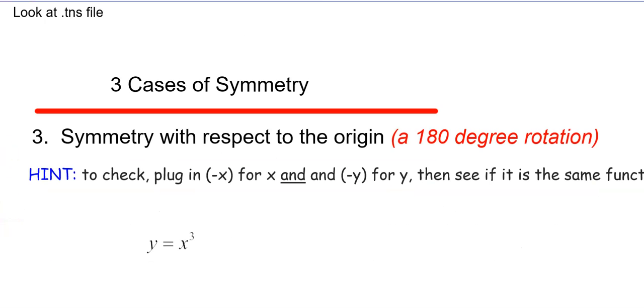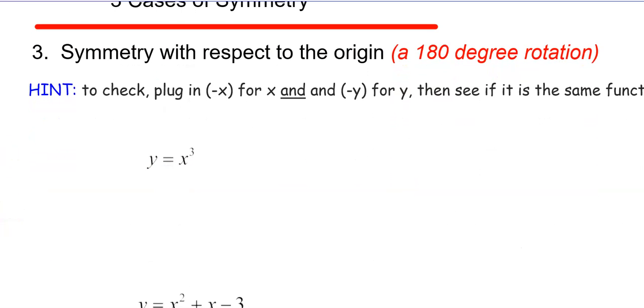The test is kind of interesting. It's actually plugging in a negative x and a negative y. So you're doing both, and you're seeing if it's the same. So it's really the same test every time, but just plugging in different values. So this would be negative y equals negative x to the third. And on this one, definitely that one's always negative, right? And that one's always negative.